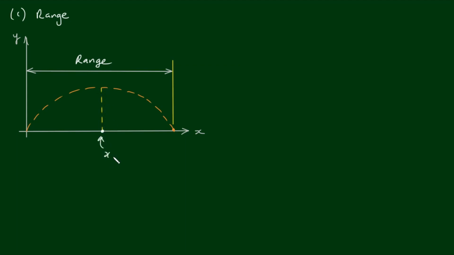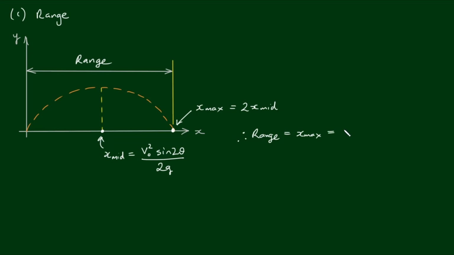And of course in part A, we found the value of x mid to be equal to v0 squared by the sine of twice the projection angle on 2g. Well, then it would simply follow that x max, where the projectile lands, the maximum x value, which would equal the range, is equal to 2 times x mid. So therefore, the range equals x max, which equals v0 squared by the sine of 2 theta all over g.